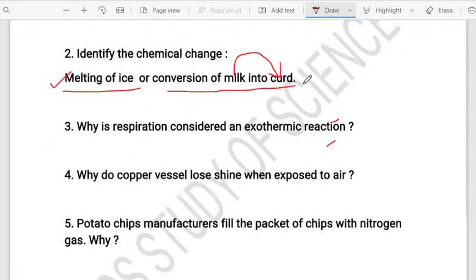Okay, so this is the one added question. Next, why is respiration considered an exothermic reaction? Why is respiration exothermic, not endothermic, exothermic? Yesterday's class in the crash course, I explained all this concept, dear student.